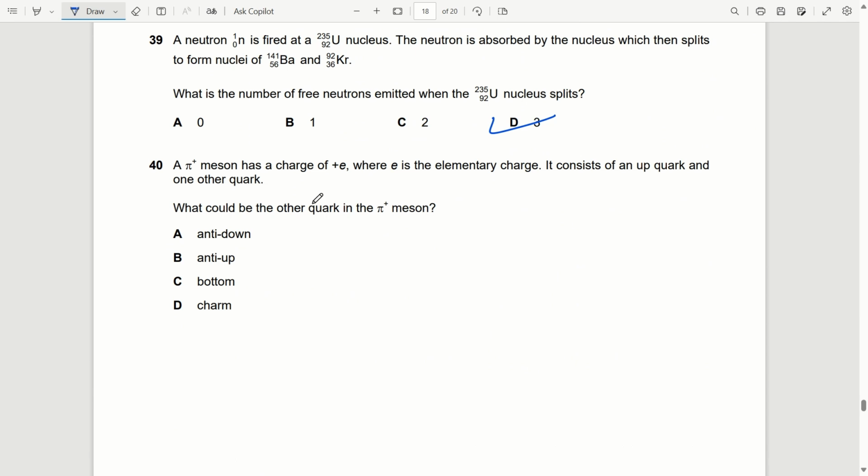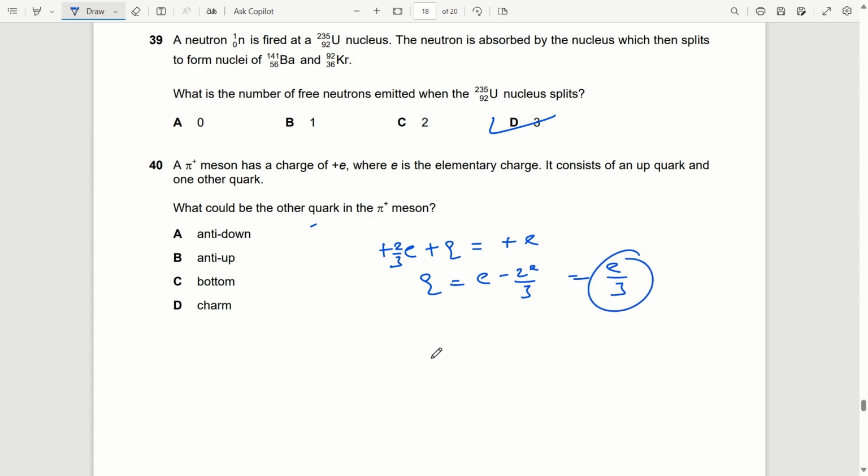Question 40. A pi plus meson has a charge of plus E, where E is the elementary charge. It consists of an up quark and one other quark. We know that the charge on the up quark is plus 2 by 3E. So plus 2 by 3E plus charge Q is equal to plus E. So this charge Q is equal to E minus 2E by 3. That is E by 3.